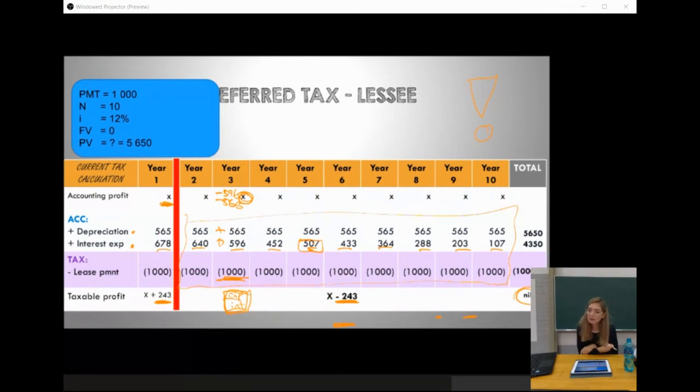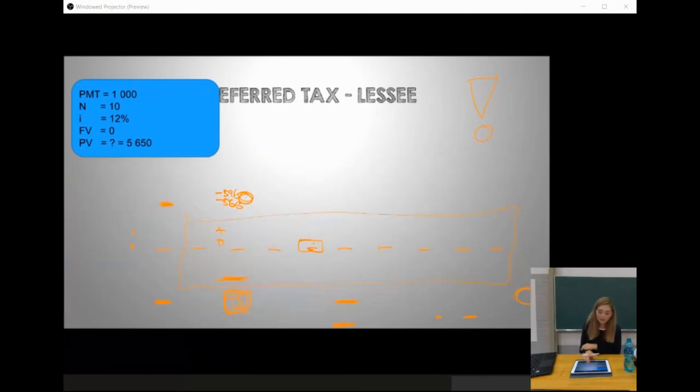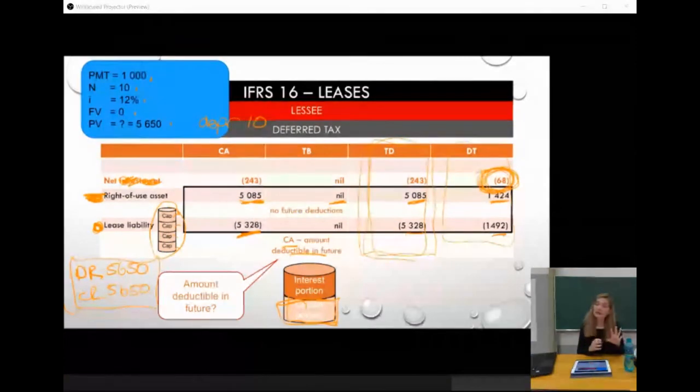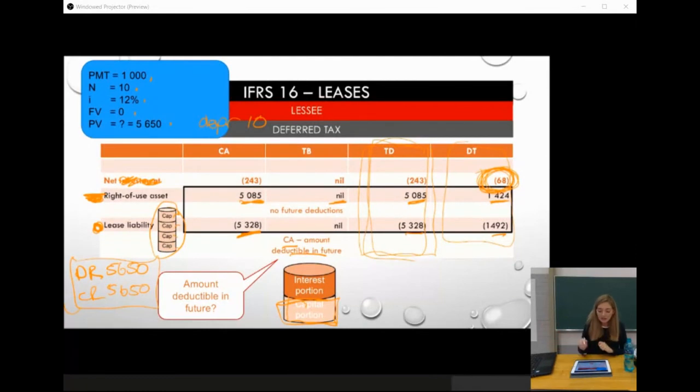Could you please quickly explain the tax base for the right of use asset and the lease liability again? Yes, sure. For the right of use asset, we are not going to have any future deductions. We're not going to get any wear and tear allowances, because SARS says it's the lessor's asset, not your asset, so the lessor is getting the wear and tear allowances. Therefore there will be no future deductions, and the tax base will be nil. Whereas with the lease liability, our tax base will be the carrying amount of 5328 less the amount that will be deductible in future.